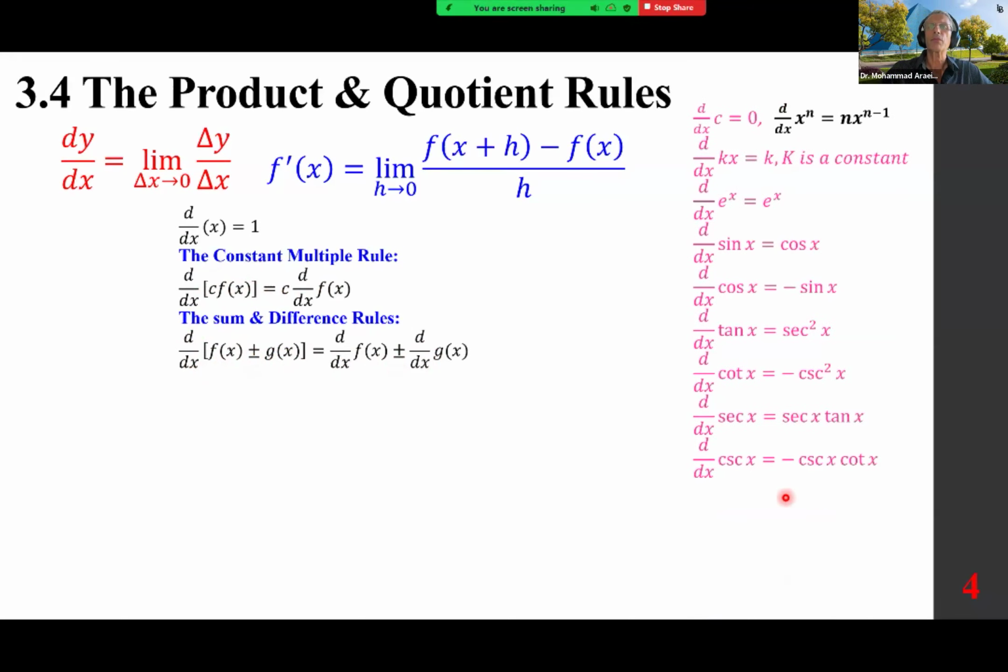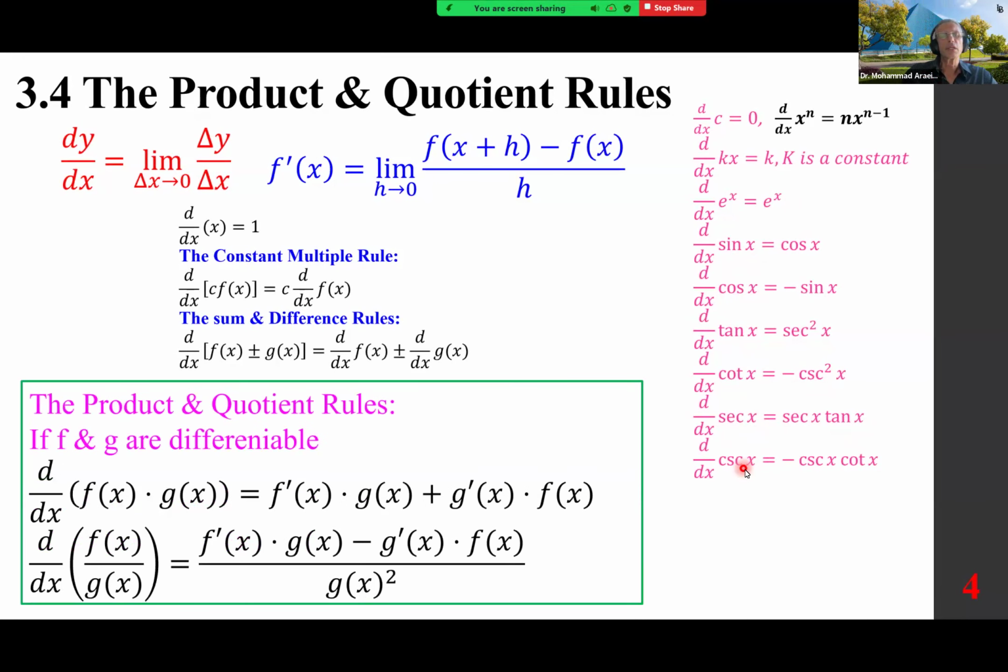And I gave you those lists. The derivative of a constant is 0. The derivative of x to the power of n is n x to the power of n minus 1. That is the power rule, and we use it often. With that being the case, the derivative of kx becomes k, where k is a number, a constant. The derivative of e to the power of x is itself. Sine is cosine. Cosine is negative sine. The derivative of tan x is secant squared. The derivative of cotangent is minus cosecant squared. The derivative of secant is secant x tan x, and cosecant is minus cosecant x cotangent x. We will look at those with more details.